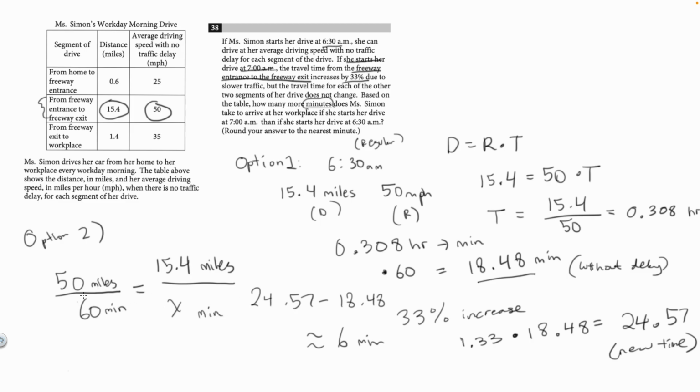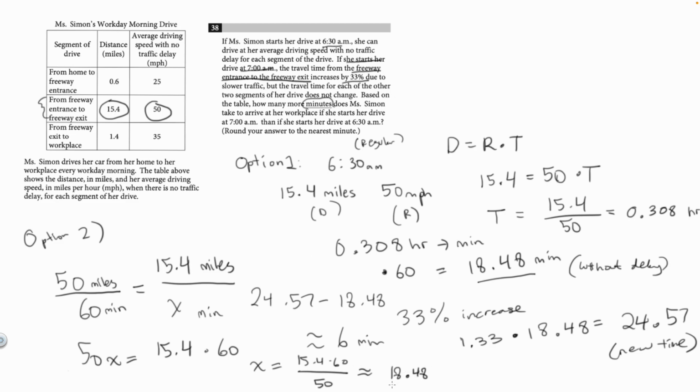And then we can just cross multiply these ratios. So we have 50x equals 15.4 times 60. So x equals 15.4 times 60 over 50. We put that in the calculator, and we get around 18.48.